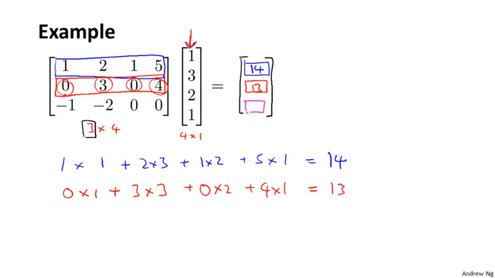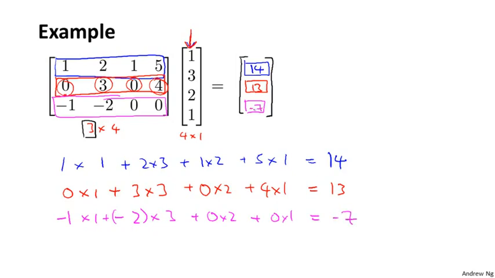And finally, for the last element, I'm going to take this last row. So I have minus 1 times 1, minus 2, or really this is plus negative 2, I guess, times 3 plus 0 times 2 plus 0 times 1. And so that's going to be minus 1 minus 6, which is negative 7. Okay, so my final answer is this vector, just to write it out without the colors, 14, 13, negative 7. And as promised, the result here is a 3 by 1 matrix. So that's how you multiply a matrix and a vector.